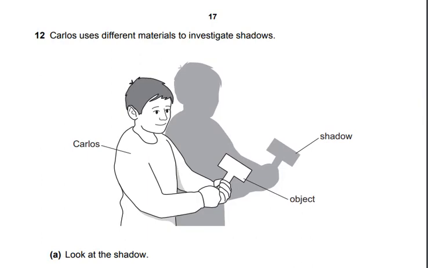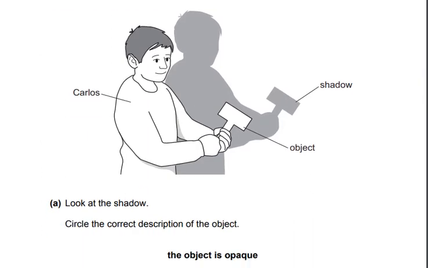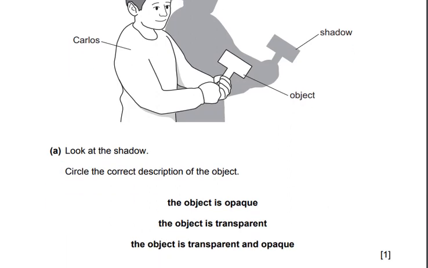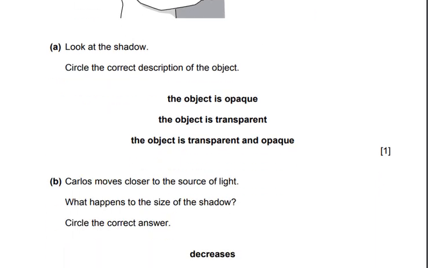Carlos uses different materials to investigate shadows. So this is Carlos trying to investigate shadows. Question A. Look at the shadow. Circle the correct description of the object. The first one, the object is opaque. 2. The object is transparent. 3. The object is transparent and opaque. So the first one is the right answer. So you just circle the first one.